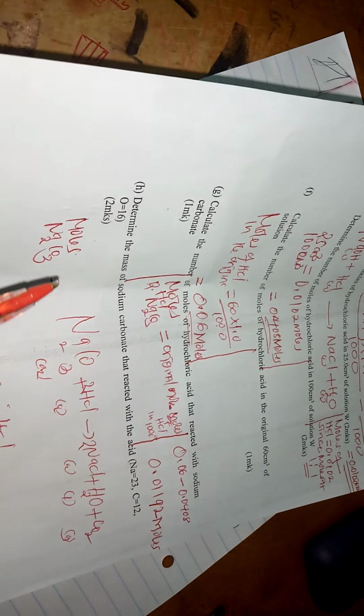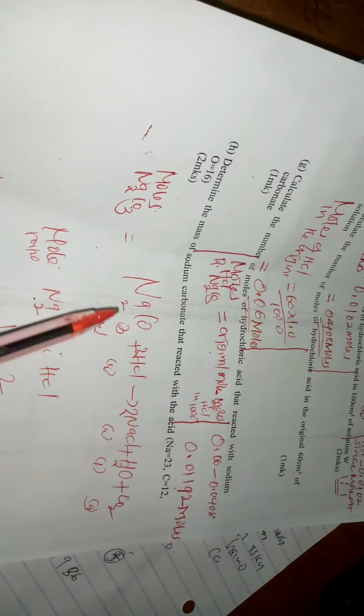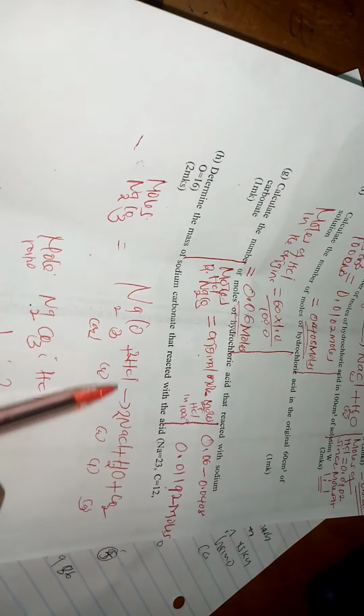Then to the other one: calculate the number of moles of hydrochloric acid that reacted with the sodium carbonate. You get the original mole of the hydrochloric acid, which is this one. Then you subtract this mole, and you get that mole, which is 0.1192. Okay, so if they ask to determine the mass of the sodium carbonate reacting with the acid, you first of all get the mole of the sodium carbonate. Then you write the equation and balance it.